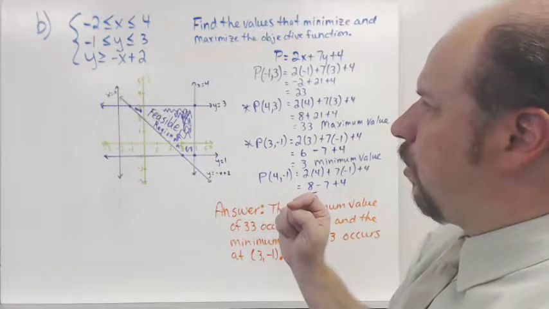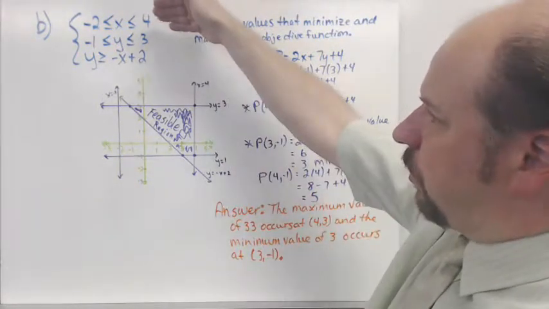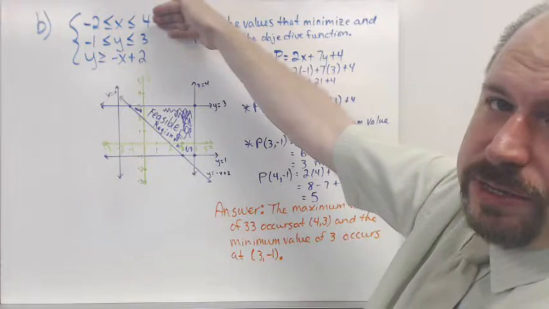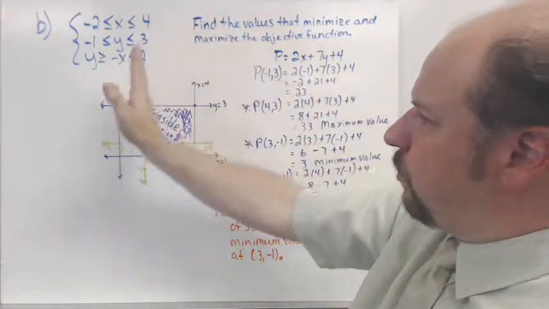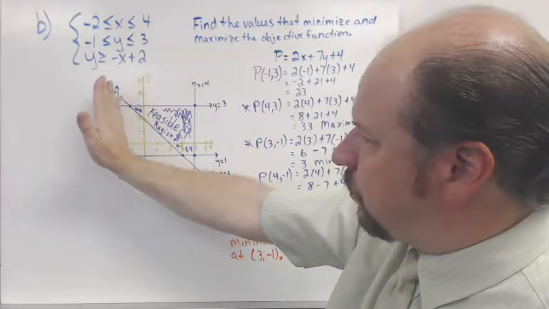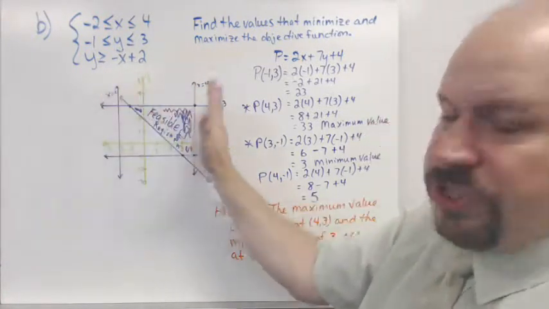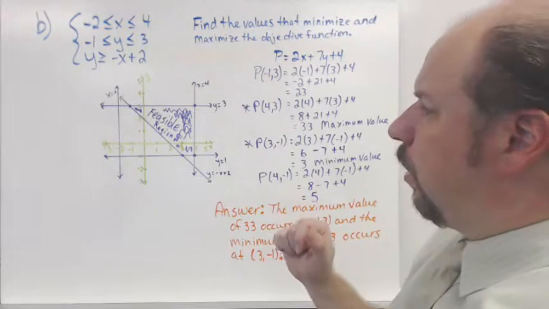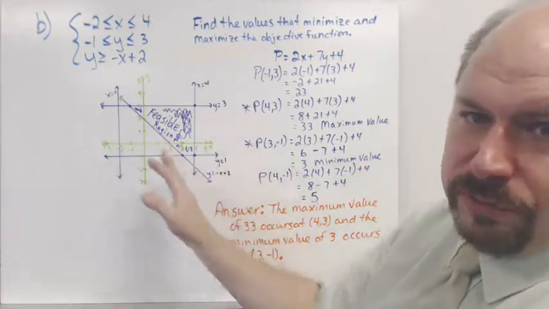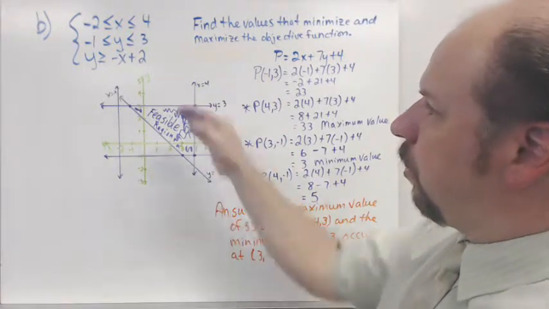Okay, so we have our constraints. Let's look at this one first. X is between -2 and 4. So x equals -2 is this vertical line. X equals 4 is this vertical line. So we would shade in between here, but I'm just going to shade the feasible region. I'm not doing all the shading.